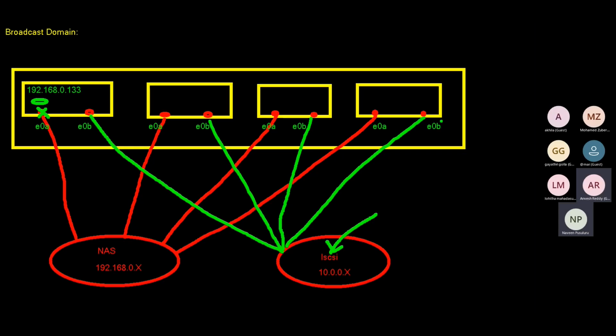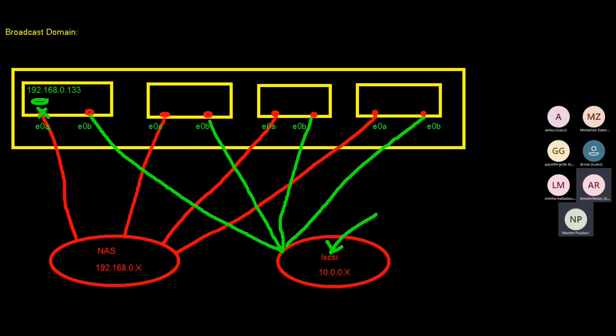Okay, so let's assume that my node 1 E0A went down due to some problem. The advantage with a LIF is it can move to other ports and still keep the same IP address, whatever it is, 192.168.0.33. That will still work. That is another advantage of using a LIF.